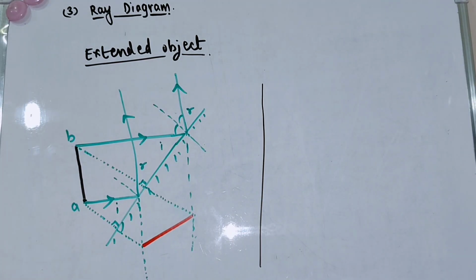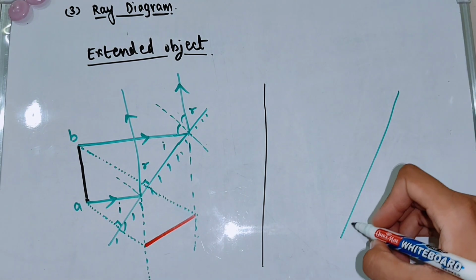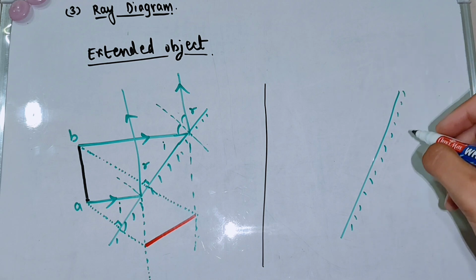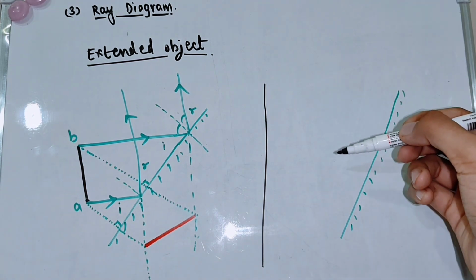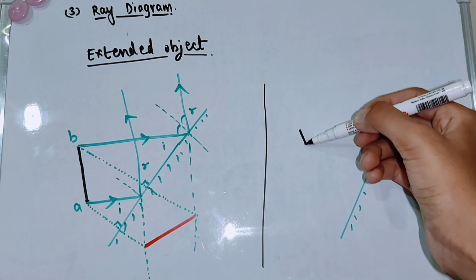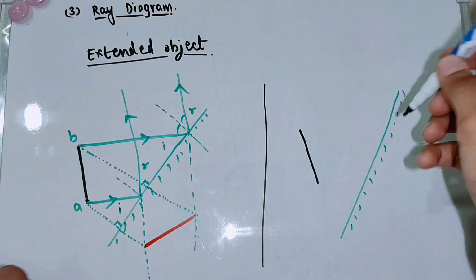Now let us do the same for an extended object. Here I have again drawn the full diagram, and on this side I will show you the step-by-step procedure to draw. So here I have my mirror. Very simple. Here I have my object. I am drawing it with a different color because these rays, you will get confused with the object and the rays.